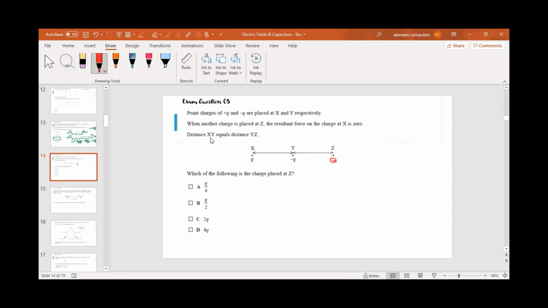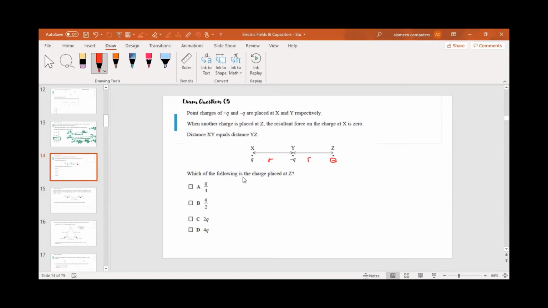Distance XY is equal to distance YZ. So these two distances are equal. Let's call them R and R. Which of the following is the charge placed at Z?